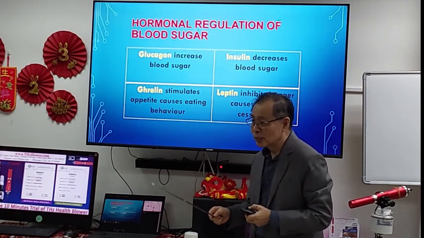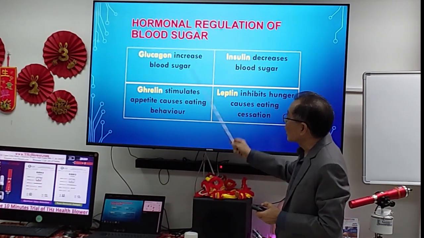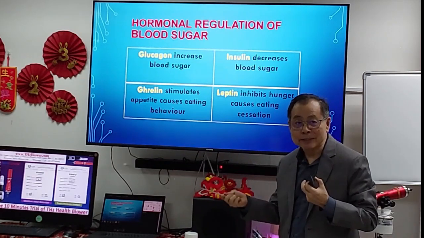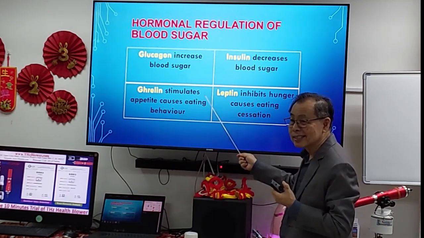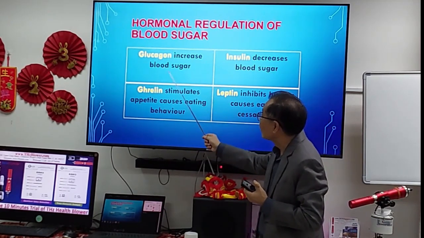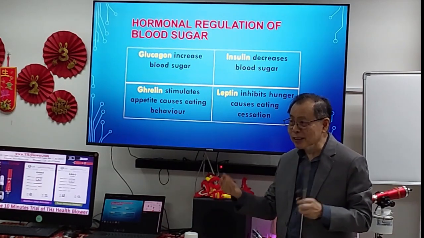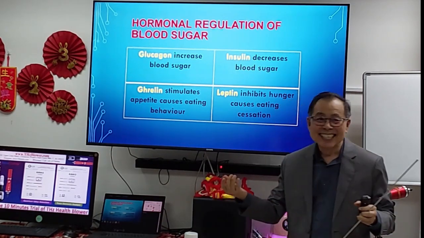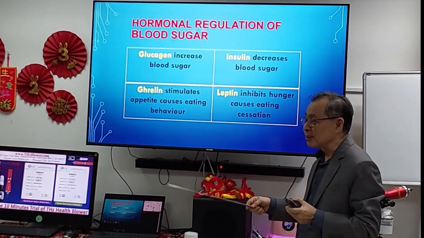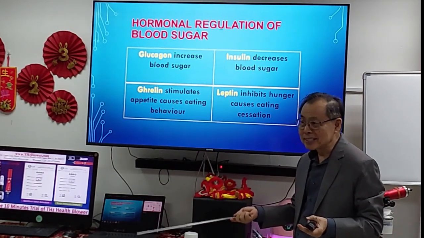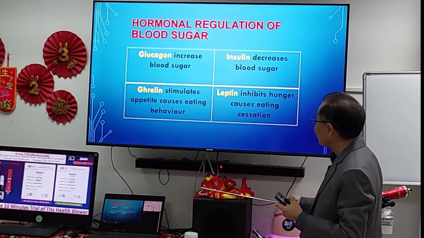You see, blood sugar is controlled by a few things. There is a hormone called glucagon. It increases blood sugar. Insulin decreases blood sugar. We talk a lot about insulin. We don't talk about glucagon. Why? Because increased blood sugar is not a problem. Decreasing blood sugar is a problem. And how do you increase blood sugar? We know. Just eat. When you eat, you take food, and the food gets converted to glucose.